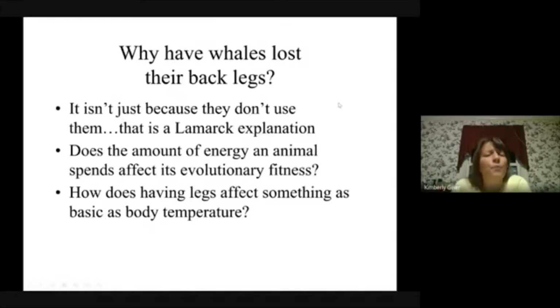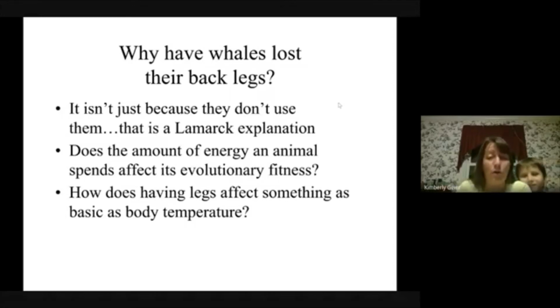Now, let's come back to that idea of whales and losing their back legs. Why have whales lost their back legs? We even said that some embryos have the back legs. Why do they go away? It isn't just because they don't use them. That is a Lamarck explanation.